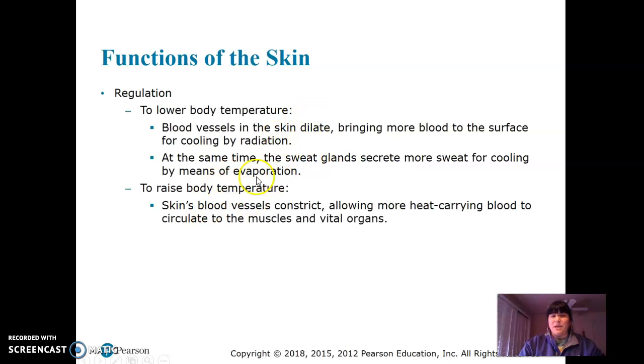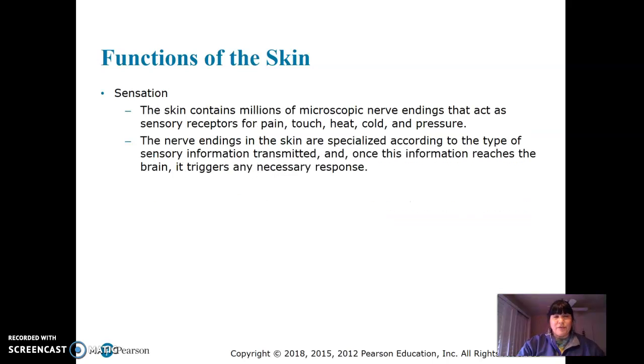Regulation to lower body temperature, right? If you're working out, if you're hot, what do you do? You sweat, okay? So cooling through evaporative cooling, skin's involved with that. Raising body temperature. Well, your blood vessels under your skin can constrict and help the warm blood stay closer to the body core. So that will help with keeping you warm. So body temperature, definitely.